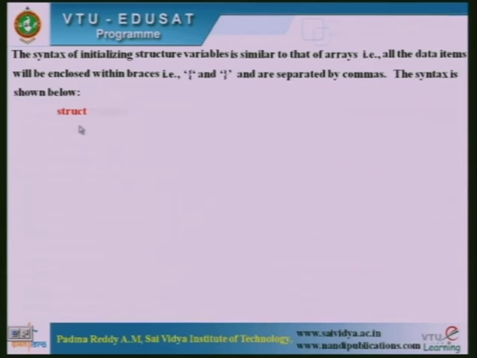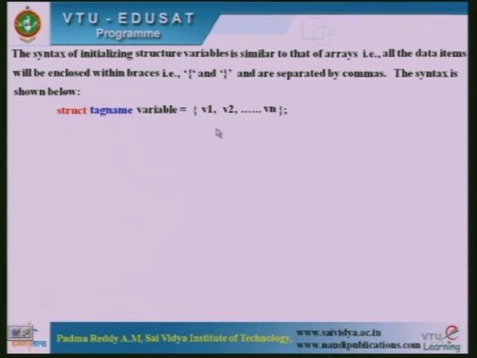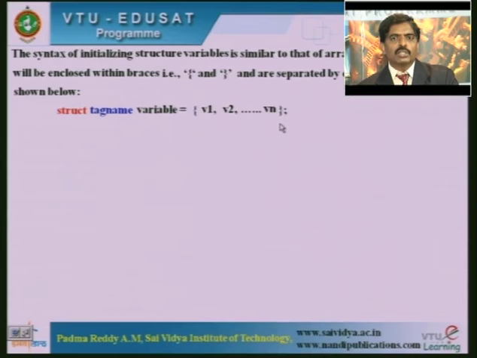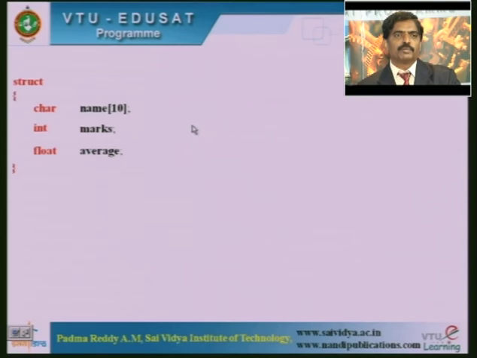So here we write the structure followed by what? Tag name, followed by variable equal to v1, v2, v3 and so on up to vn. Enclose all these values within the braces like this and end with a semicolon. This is the syntax to initialize the members of a structure. Now let us take one example.